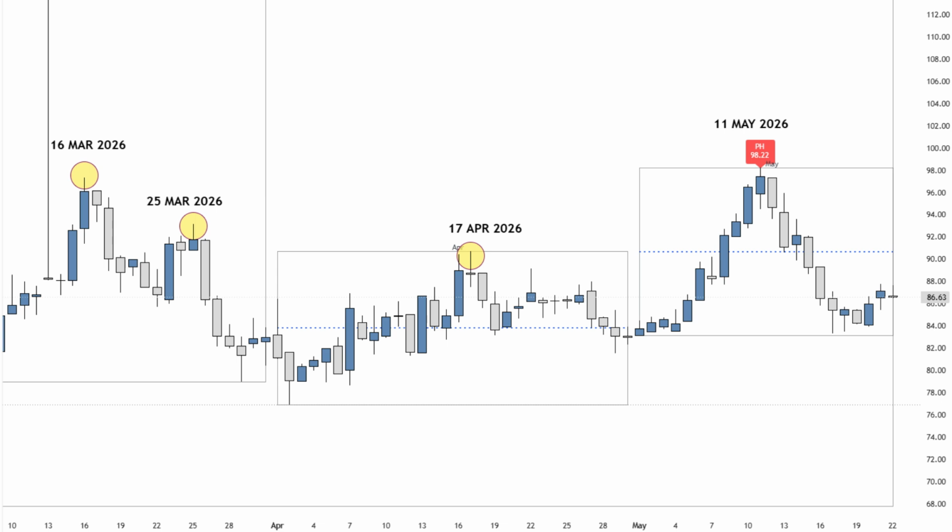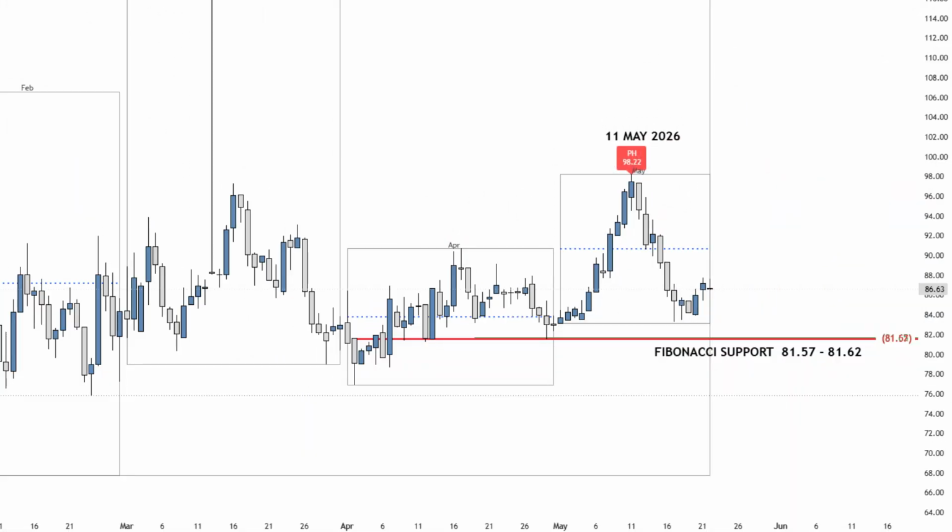After the May 11th high, we entered a deep corrective rotation lower. Initially, many traders probably assumed this was simply another bearish continuation move developing. Once we layer on our Fibonacci support tools, something important immediately stands out. Solana is currently finding support directly inside the Fibonacci reaction zone between 81.57 and 81.62. This now becomes the key support region bulls need to defend.